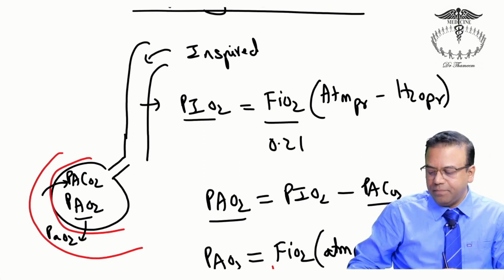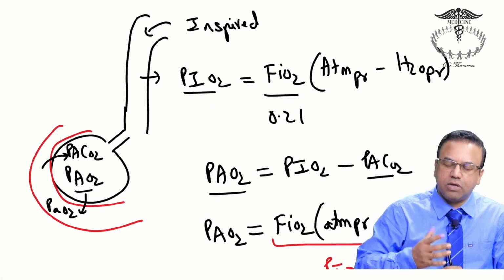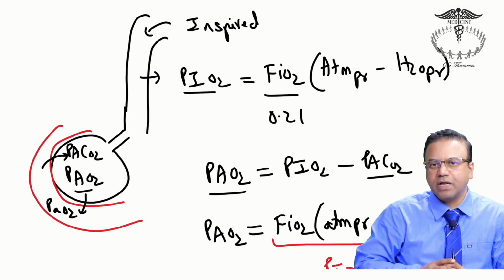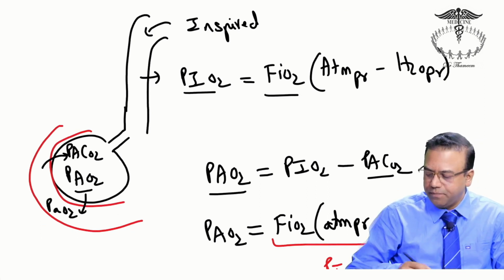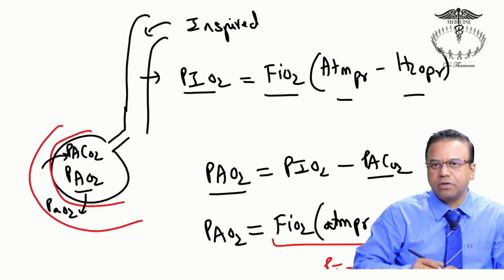So basically, when a person is breathing in, because oxygen is significant and carbon dioxide is negligible, what we are getting is the PiO2, and PiO2 mainly depends on the fraction of inspired oxygen, FiO2, into atmospheric pressure minus water vapor pressure. Generally, this is the formula we need to use for PiO2.